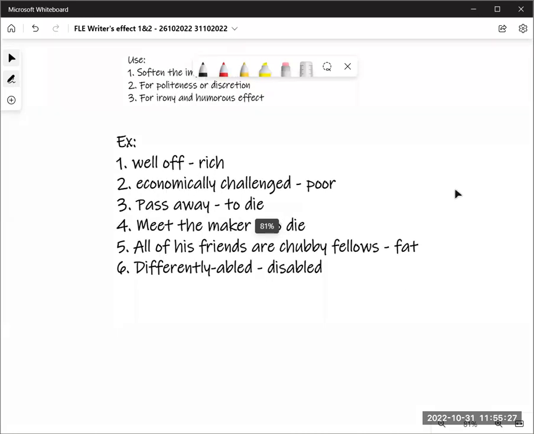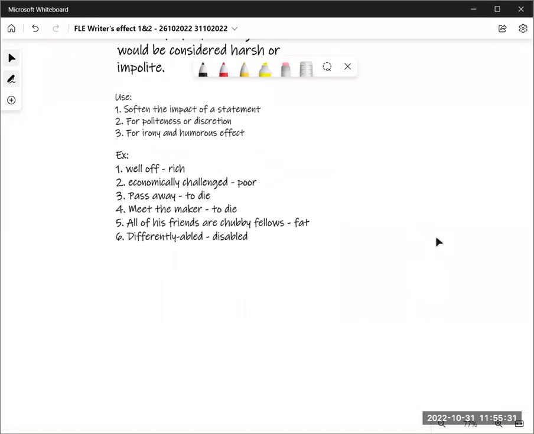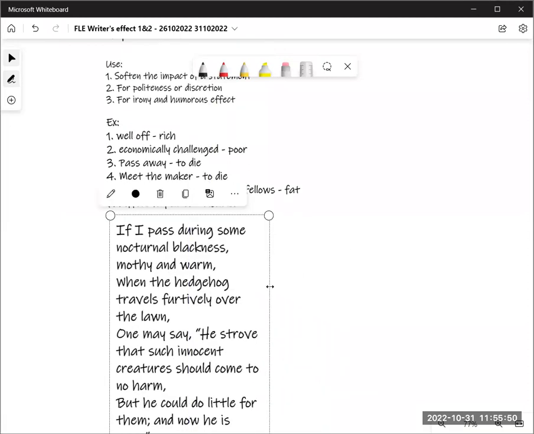Now, Rachel, have you finished writing? Yeah, sir. Now look at an example, right? Let's look at an example. Now I want you to read this out loud.